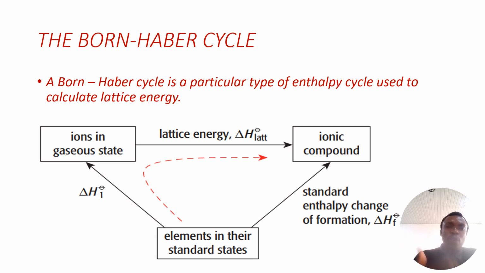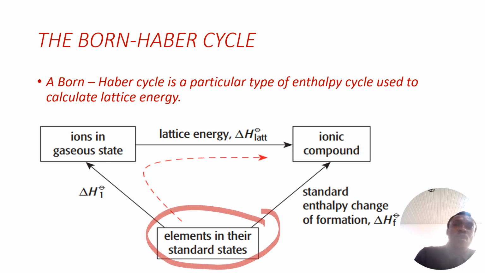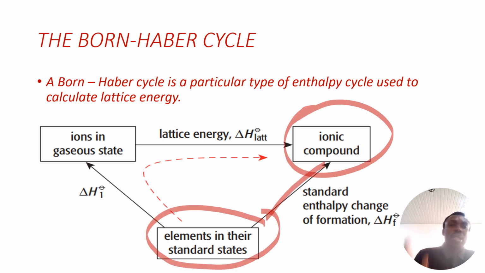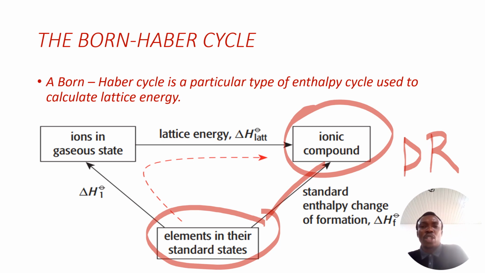Now in the formation of an ionic compound, looking at the cycle, we might decide to form the ionic compound by combining the elements in their standard state to form the ionic compound. So from this point to this point, that is elements in their standard state to the ionic compound, this is one route we might decide to take, which is the direct route that gives us the standard enthalpy change of formation of the ionic compound. We might just decide to combine the elements in their standard state to form the ionic compound, which is the direct route.